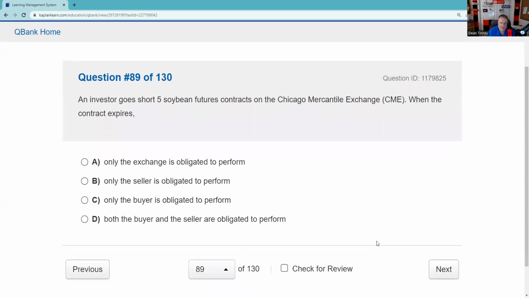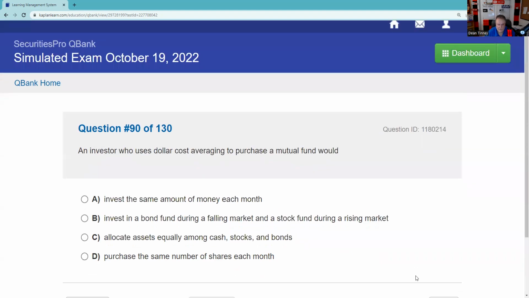An investor goes short 5 soybean futures, so I want them to go down. Good news, they're on the Merc, so I don't have to worry about a soybean grain elevator or soybean farmer. When the contract expires, so it's kind of, derivatives, they're kind of like options. They're similar, but they're also kind of different. I wouldn't worry about this idea of when they expire. But, unlike options, you're obligated to perform on the contract. I don't think you need to worry about this one as it relates to futures.